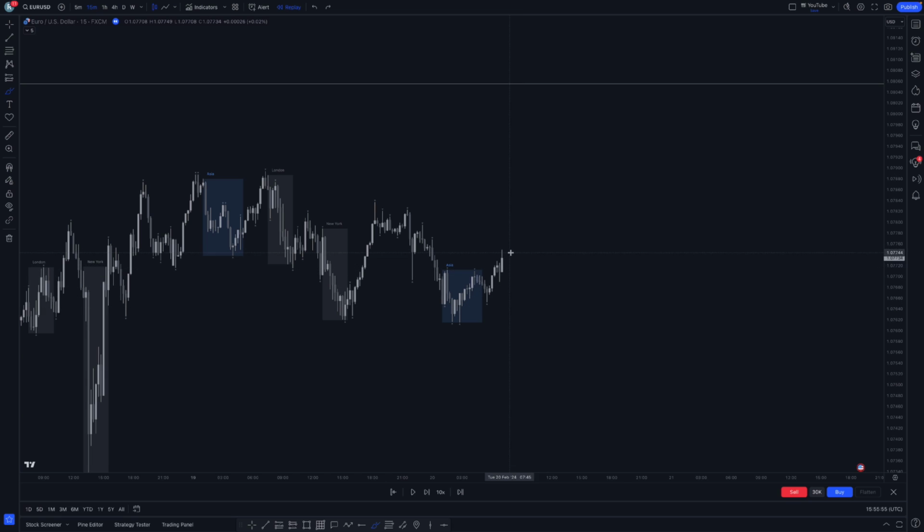So let's just say that I got sort of a breakup right here. We come back down, we tap maybe into this order block right here. That for me isn't sufficient, because I want to see a sweep before I see a move to the upside, if I'm correct in my directional bias.